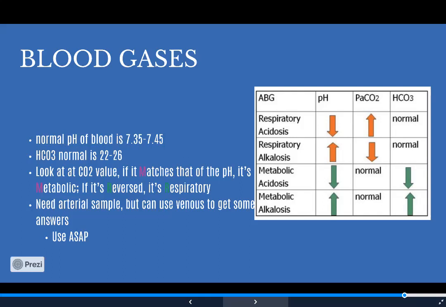Now, the really interesting thing is that if the pH and your bicarb match, so metabolic matches, right? The metabolic and the pH match, right? That means that it's metabolic, okay? Otherwise, you look at the CO2 value.